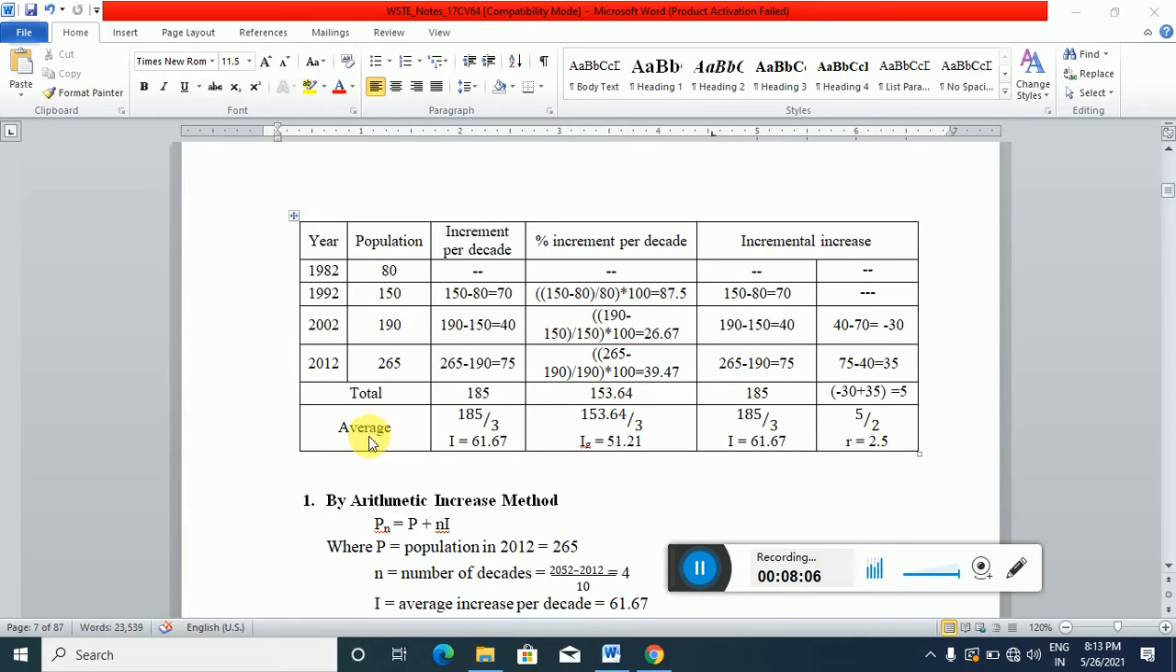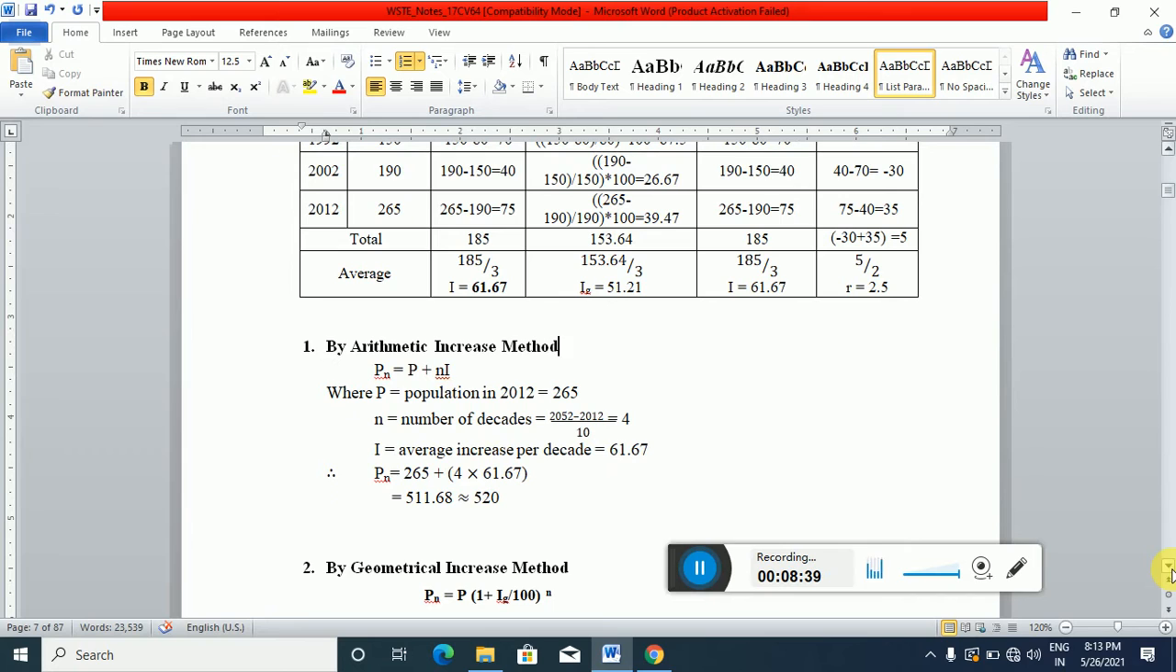We have to estimate the average incremental increase to use that value in the formula. To get the average, we add all these 3 values and divide by 3, because we have 3 different values for 3 different decades. So 70 plus 40 plus 75 is 185. Then 185 divided by 3, the average incremental increase will be 61.67. You can calculate slowly by yourself and check; the value comes out to 61.67.